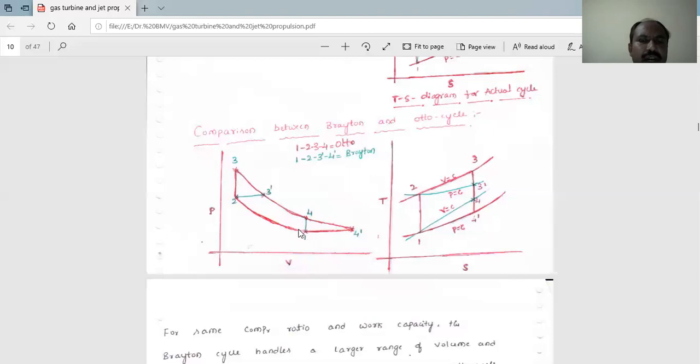1, 2, 3, 4, 1. That is the constant volume cycle. Once again, I can recall this area of 1, 2, 3 dash, 4 dash, 1. This I can call the Brayton cycle in the PV diagram.